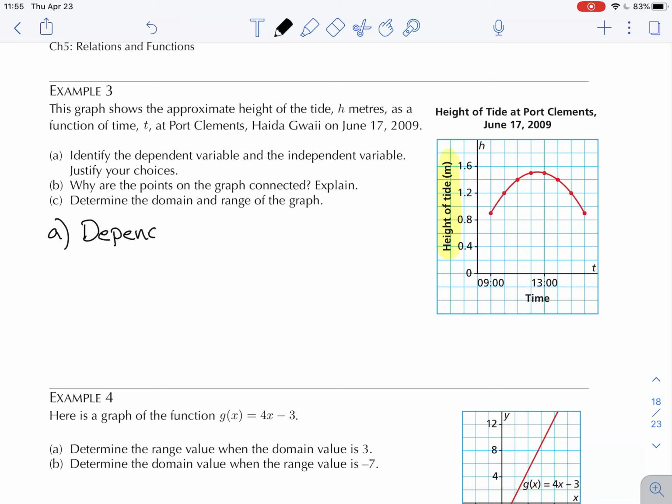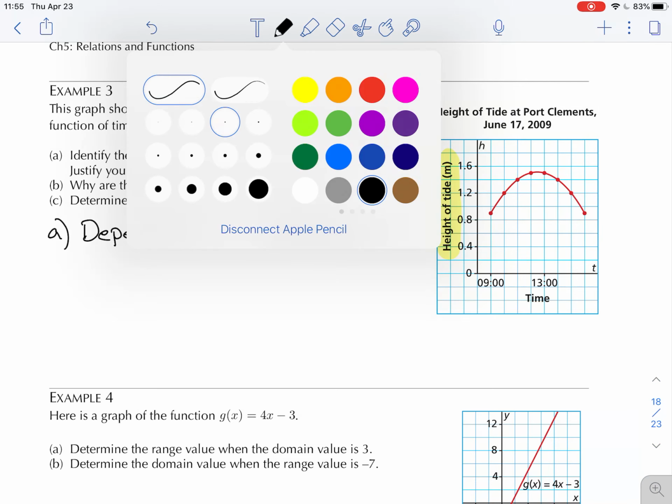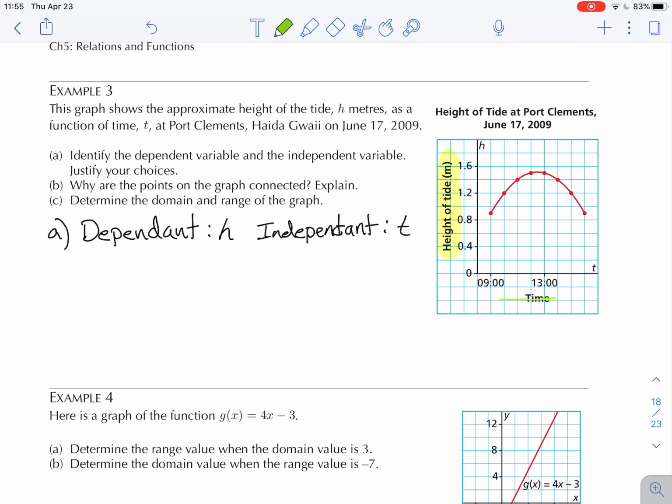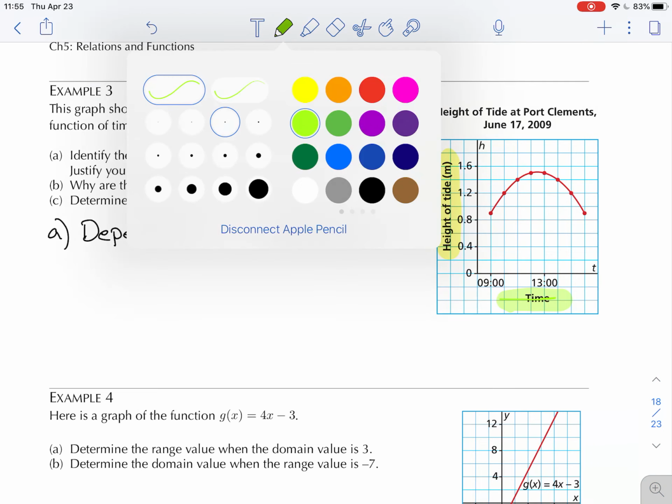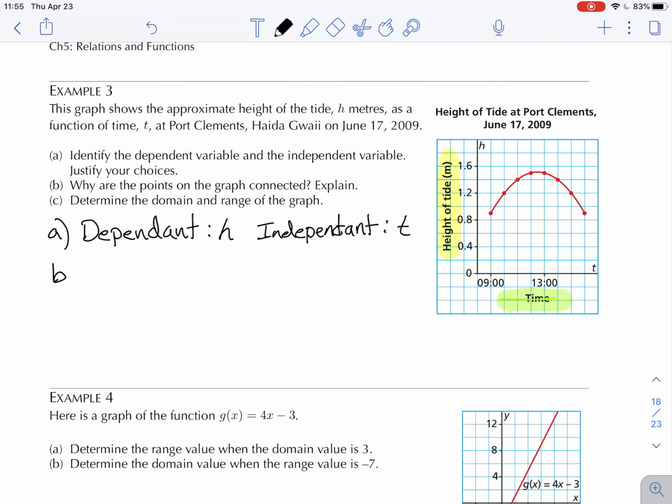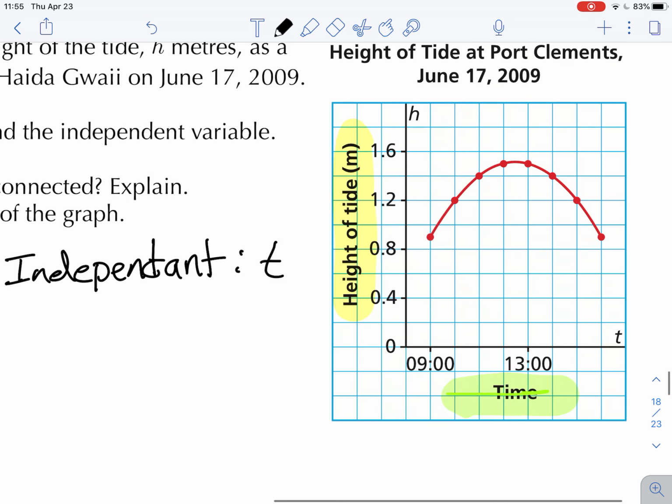So for letter A, our dependent variable is H. That means our independent variable is T, time. You can see it right here. Time is our independent variable.